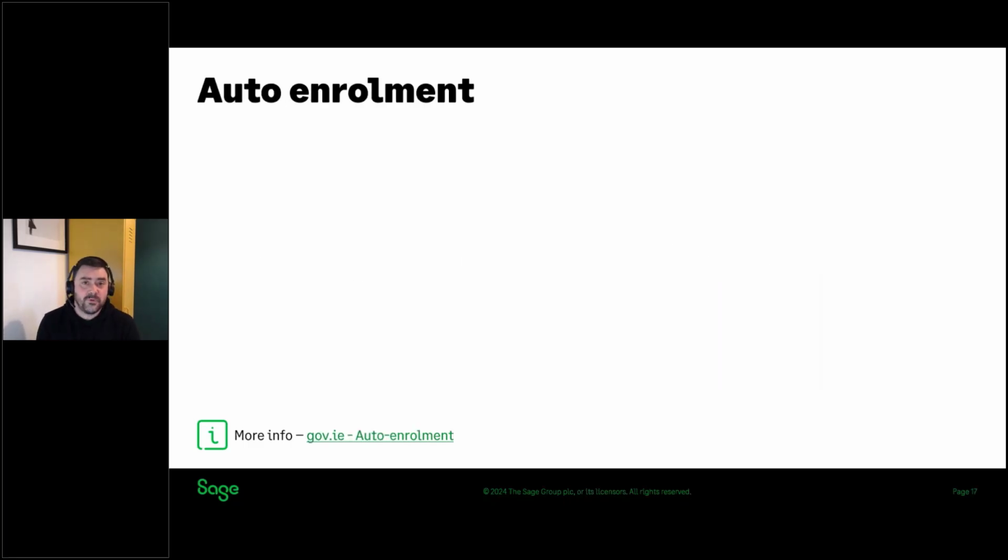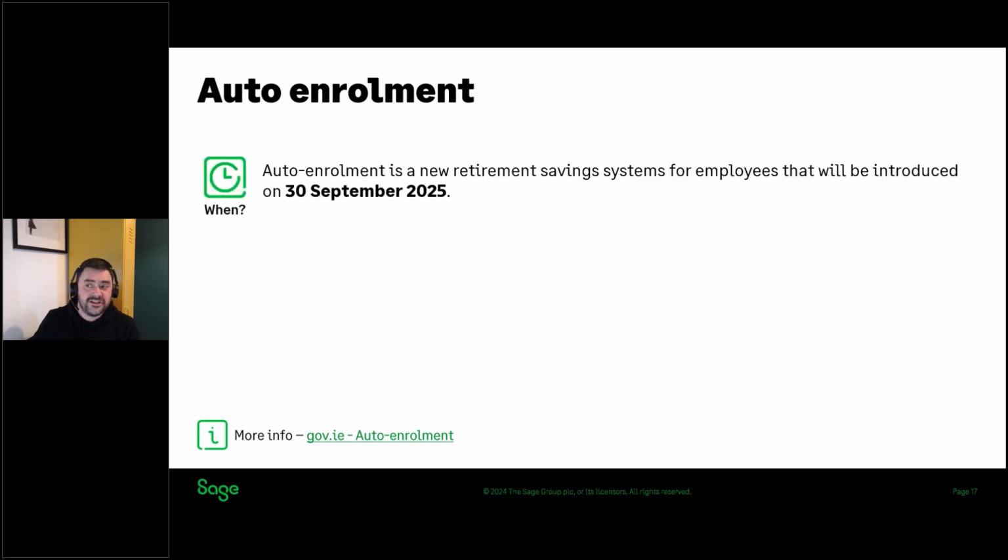And finally, we're looking a little way into the future on this one, but auto enrolment is on the horizon. It has been announced to be starting on the 30th of September of 2025. So for those of you that don't already know, it's a new retirement saving system for employees that the Department for Social Protection are introducing. The 30th of September is the start date for that.